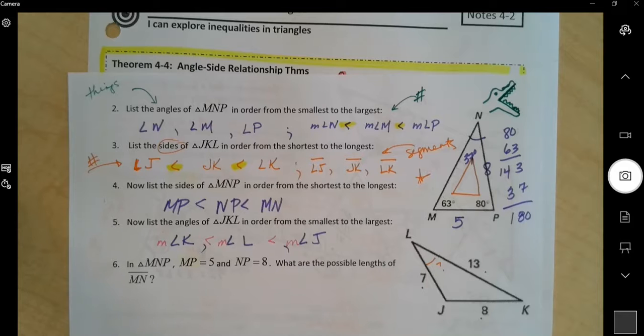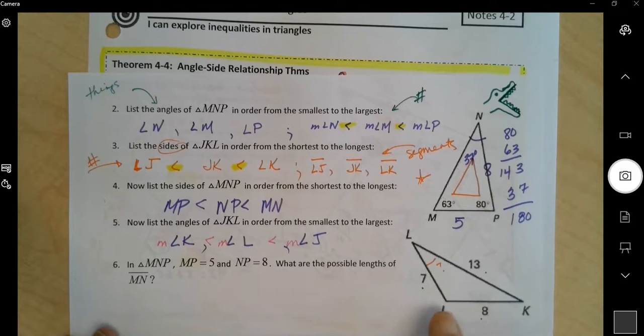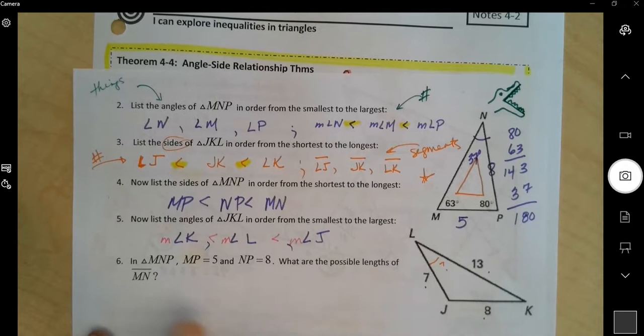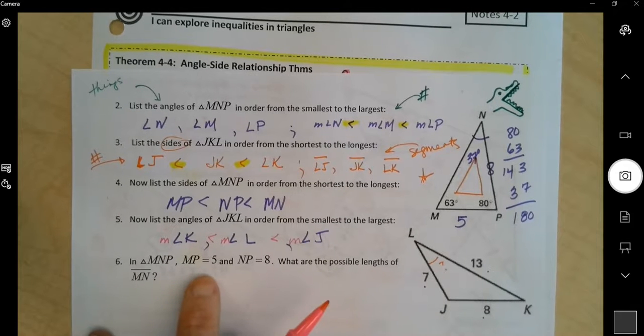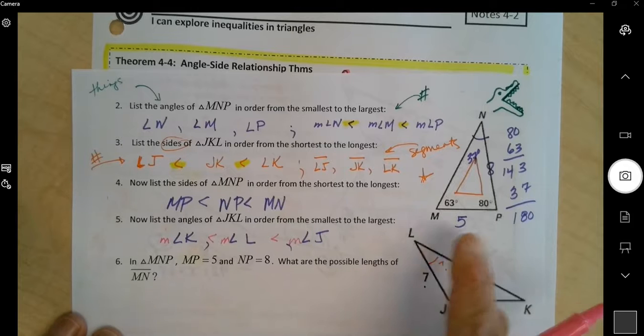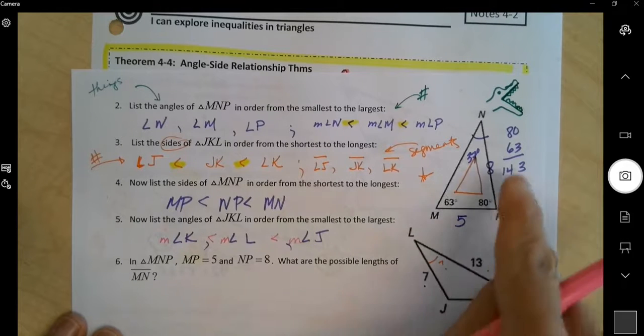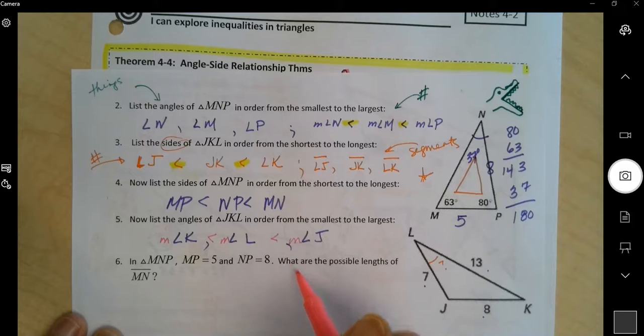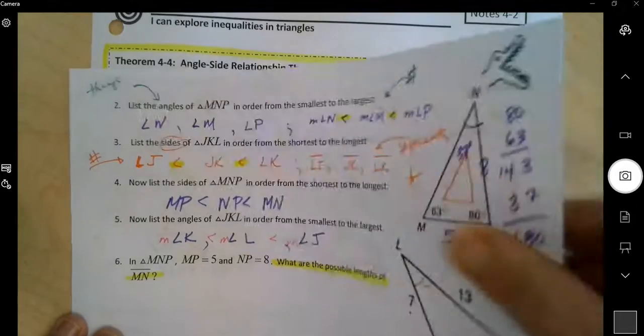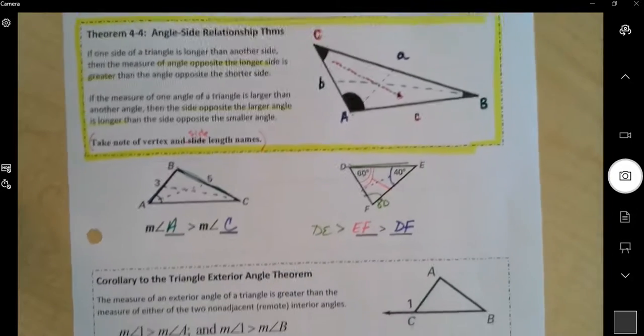All right, so then we come down to this next conversation. And we want to try to see what's going on here. So it says in triangle MNP, the distance from M to P is 5. Got it. The distance from N to P is 8. What are the possible lengths of MN? I wonder if there's another rule that we have to learn. And here it is.